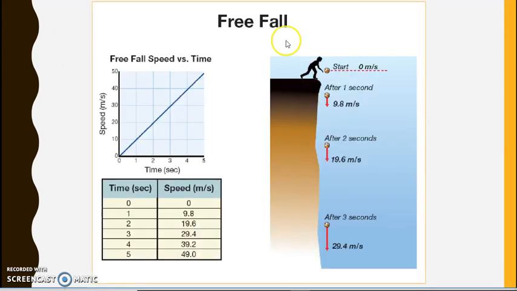So let's go back and look at this picture over here. We drop the ball. After 1 second, it's going 9.8 meters per second. After 2 seconds, 9.8 plus 9.8 is 19.6 meters per second. So every second that it falls, it's going to gain 9.8 meters per second worth of speed because that is the speed that gravity pulls on things. It can be a very lightweight feather or a really heavy brick. It doesn't matter. It's going to fall at 9.8 meters per second every second.